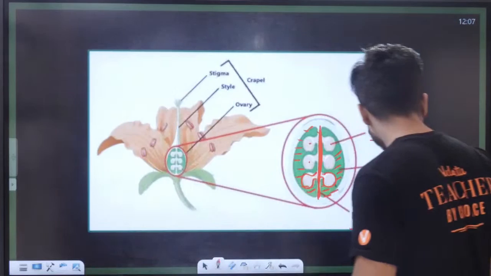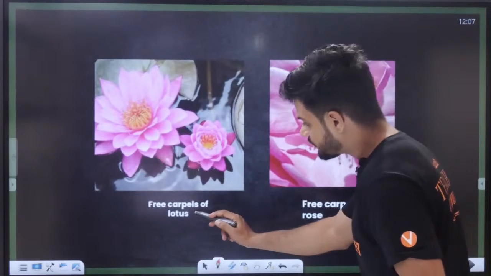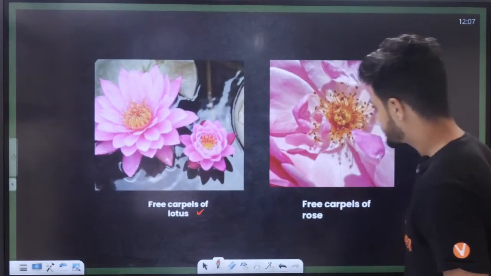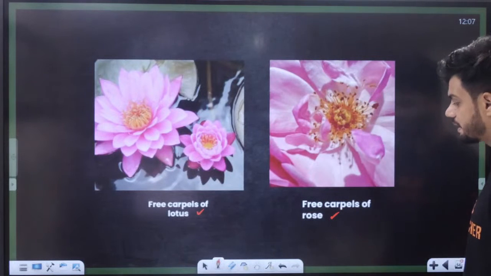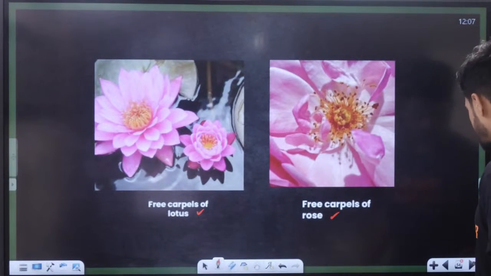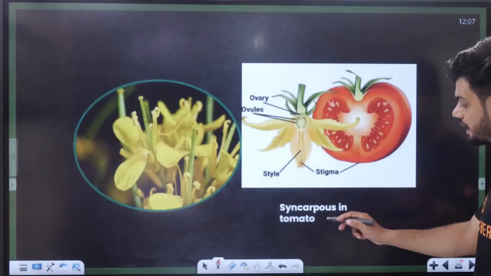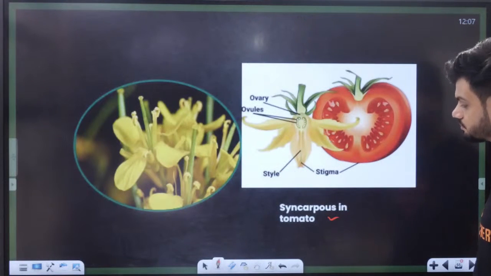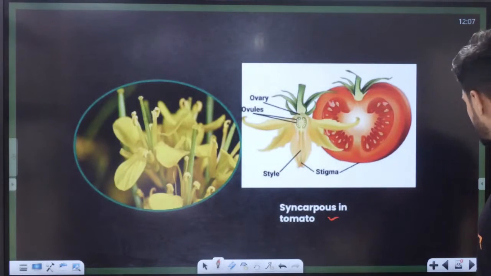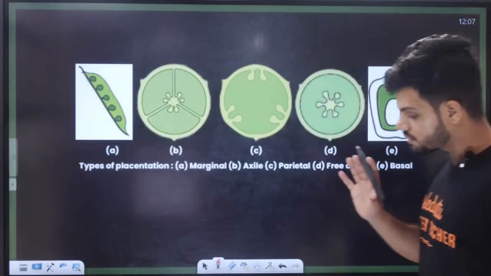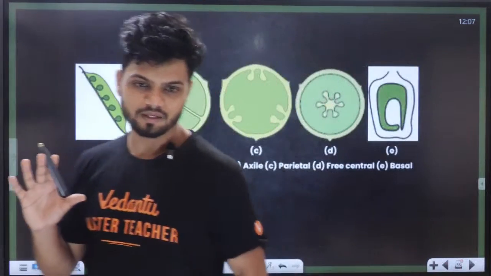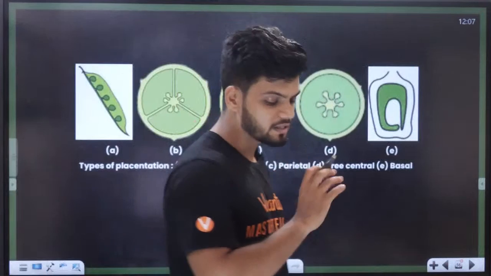Okay. Now students, there is something called free carpels, apocarpous: lotus, free carpels in the case of rose. Free carpels. Syncarpous in the case of tomato and mustard. Syncarpous condition. Examples. Now students, we will go to placentation. Ready? Can we start placentation now? Can we?